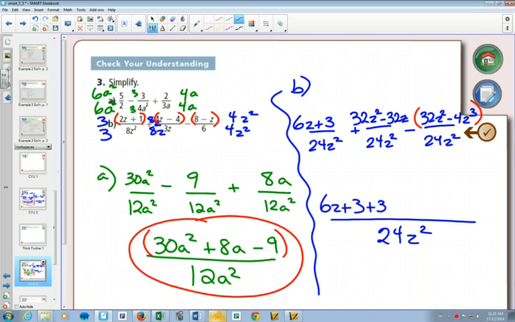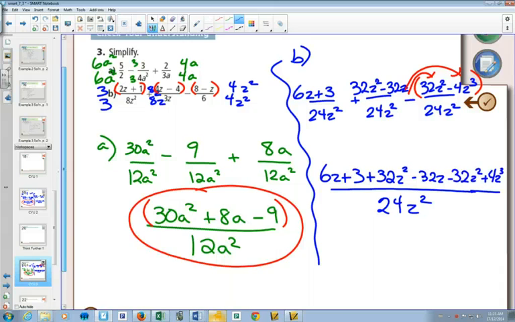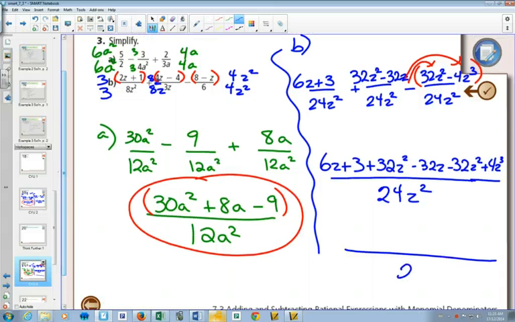6z plus 3 plus 32z squared minus 32z minus 32z squared plus 4z cubed. Can you see that I distributed this negative to both of those. And now I'm going to write things out in the proper order. The 4z cubed would come first. I have like terms with 32z squared minus 32z squared. In fact, just for fun, those will go away.